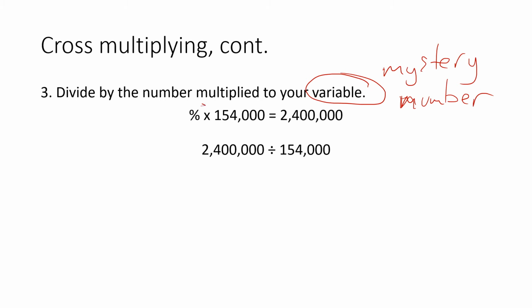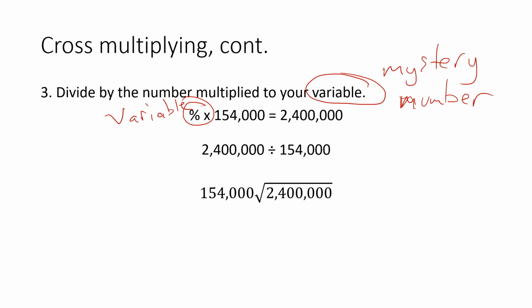In this case here, that's our variable, the missing percent that we're trying to find. So that means we'll have 2,400,000 divided by 154,000. I promise your problems on your homework will not have such big numbers.